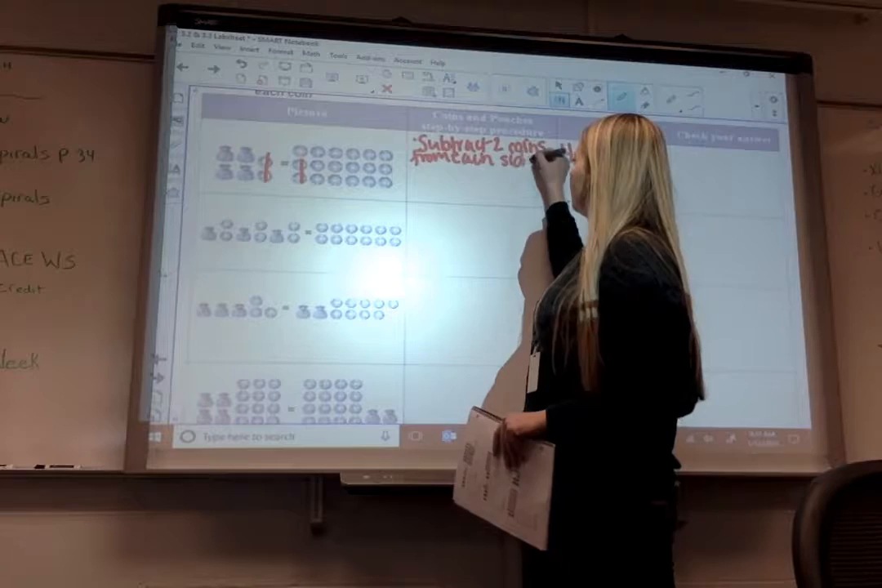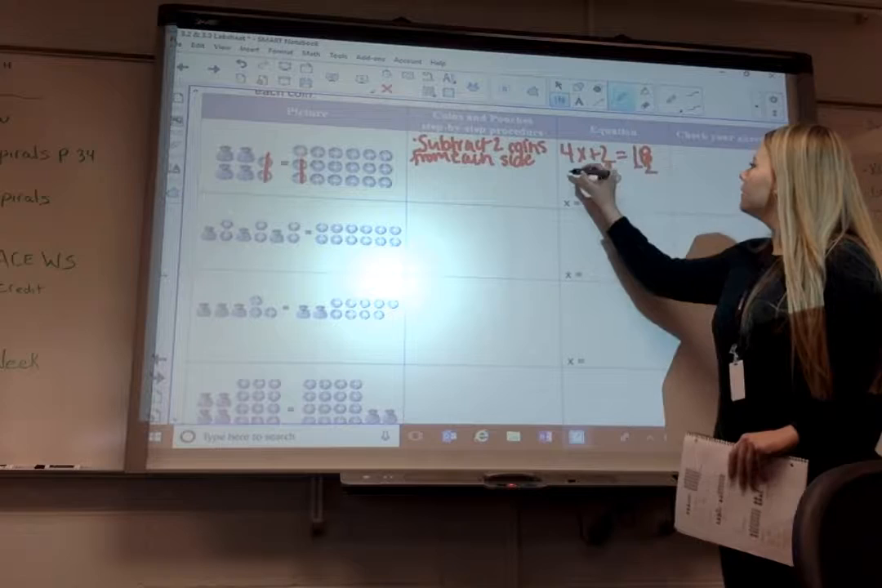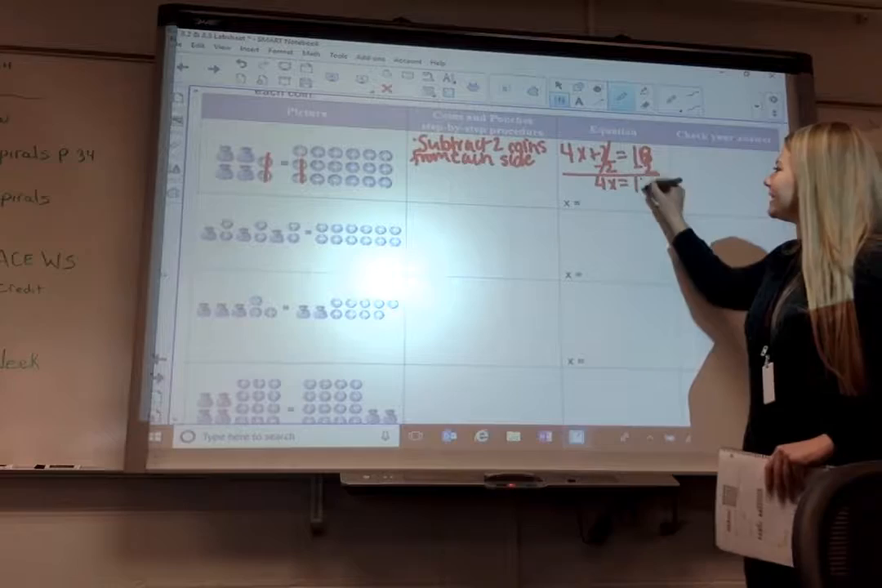All right, so that's what we did yesterday. Today, what we're going to be doing to add into that is working with our equation. So how that's going to look is you're just going to subtract 2 from each side, draw your line. 2 minus 2 simplifies out, so you're left with 4x on the left side of your equal sign. 18 minus 2 is? 16. Thank you.